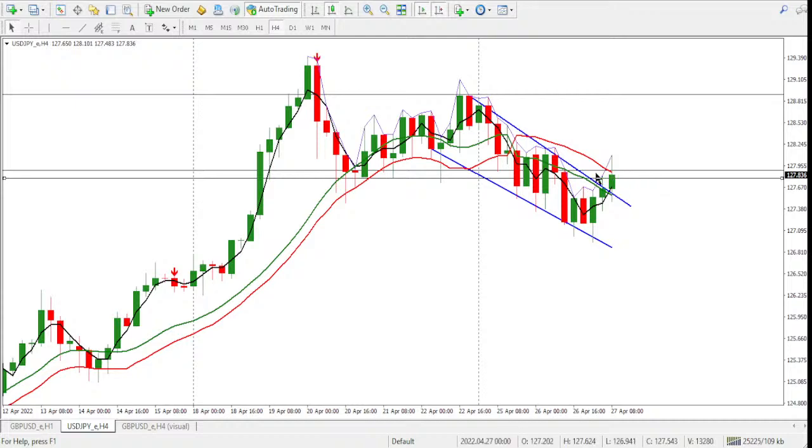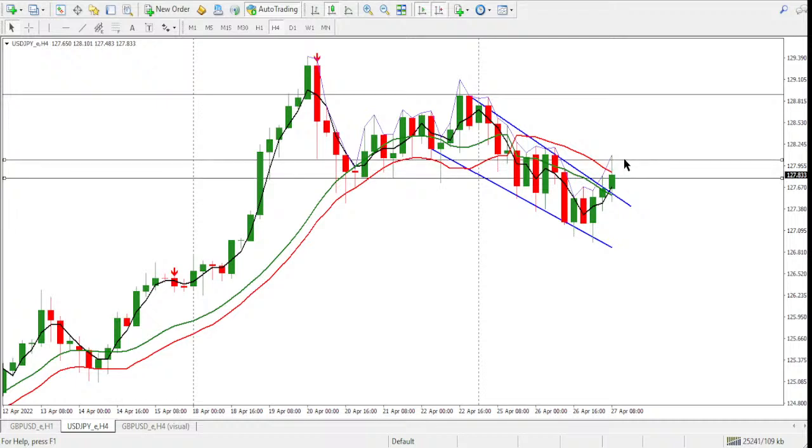So as much as we are looking for a buy here, the price needs to clearly close beyond this level before you can say it's actually a buy. So the price needs to close above 128.087. If that happens, then that will be the confirmation that the price is now heading to the upside. But as it is now, we are still hesitant to look for buy positions.